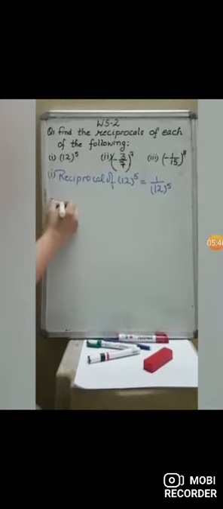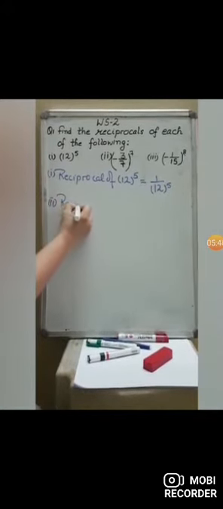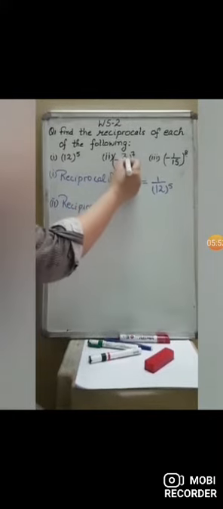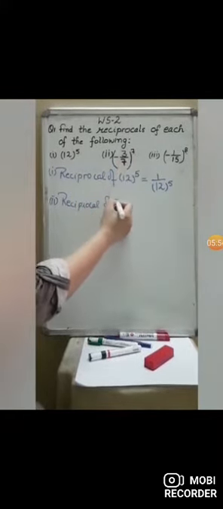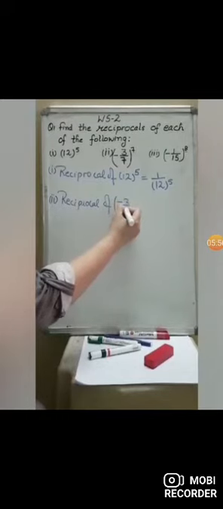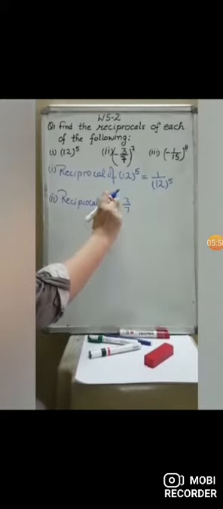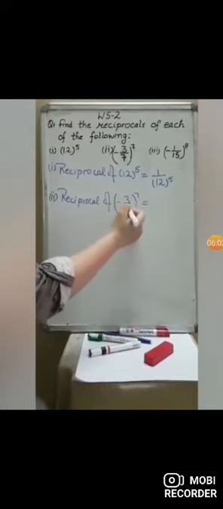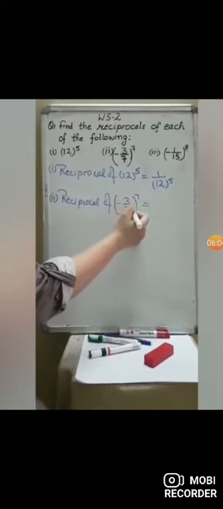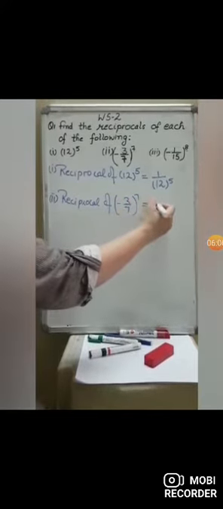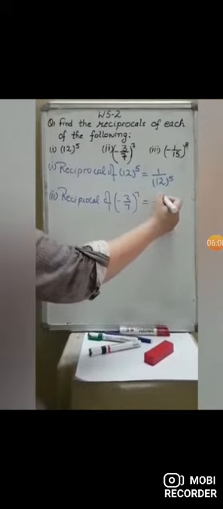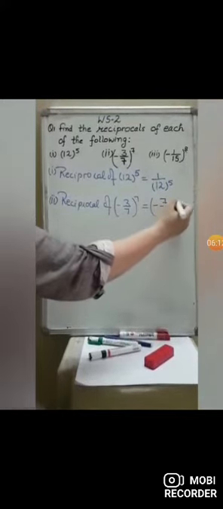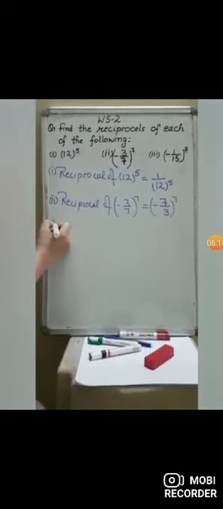Second part, reciprocal of minus 3 by 7 whole raised to power 7. So just interchange the values in numerator and denominator. It will be minus 7 over 3 whole raised to power 7.